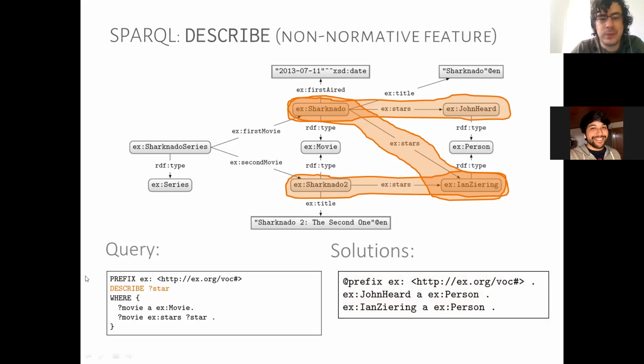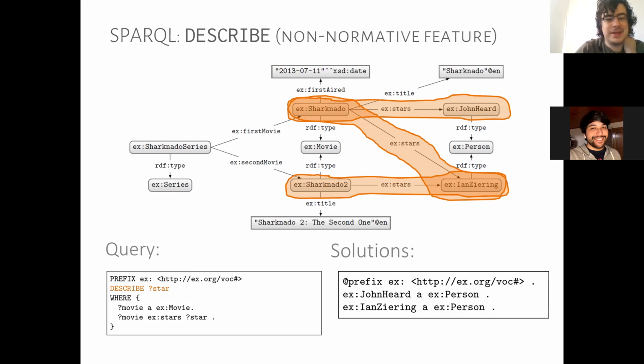Okay, and one last type. So we have 4 types in total, and the 4th is describe. And this is a non-normative feature, which means that it's included in the standard, but what exactly is returned is up to the engine, up to the implementation. So the standard defines the syntax for these queries, but doesn't tell you exactly what it should return.